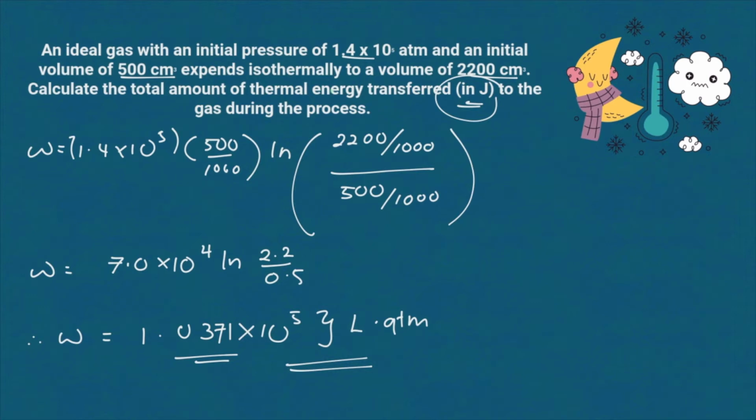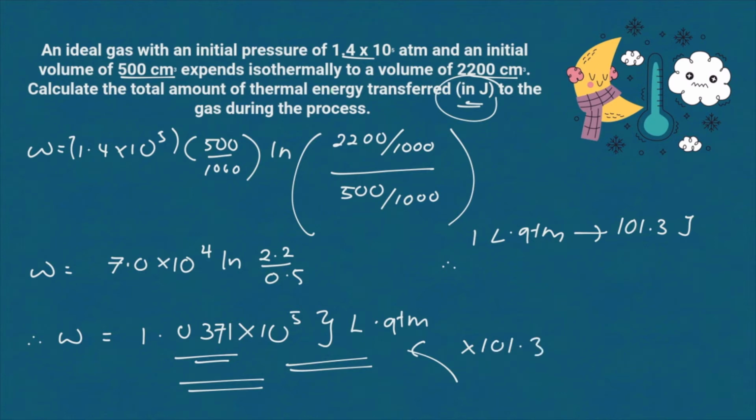According to the theory, 1 liter atmosphere is equivalent to 101.3 joule. So since you have this much, it means that this value you need to times 101.3. So you should get the final answer is 1.0506 times 10 to the power of 7 joule. So this is the final answer for question 2A.